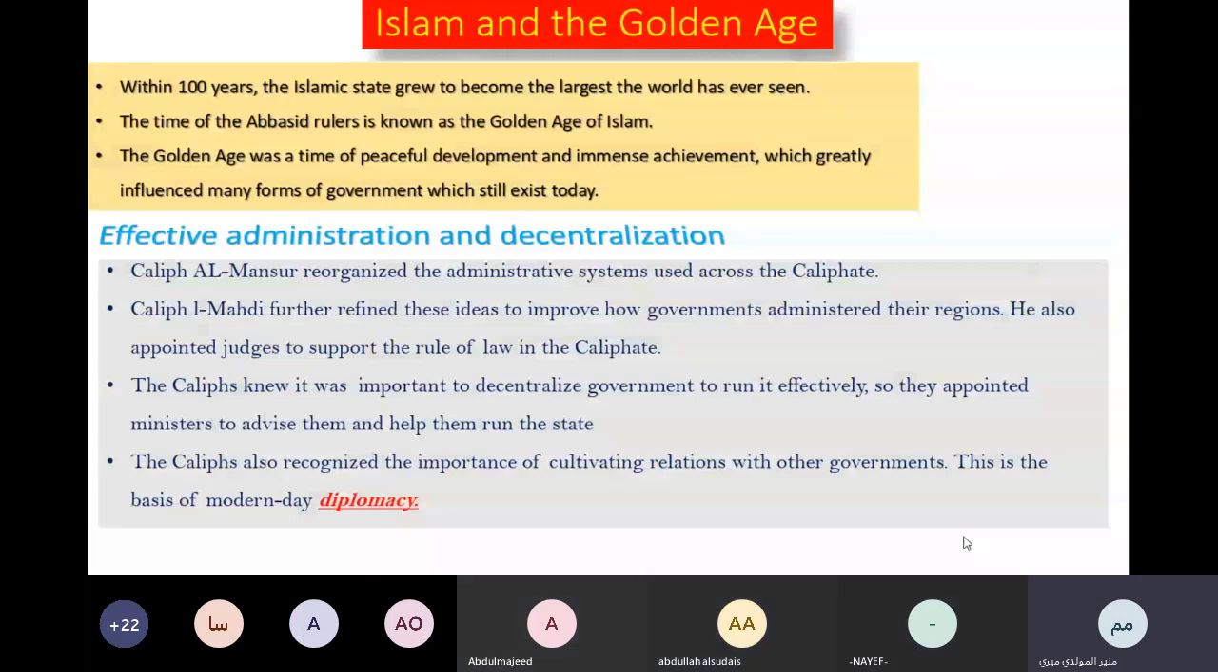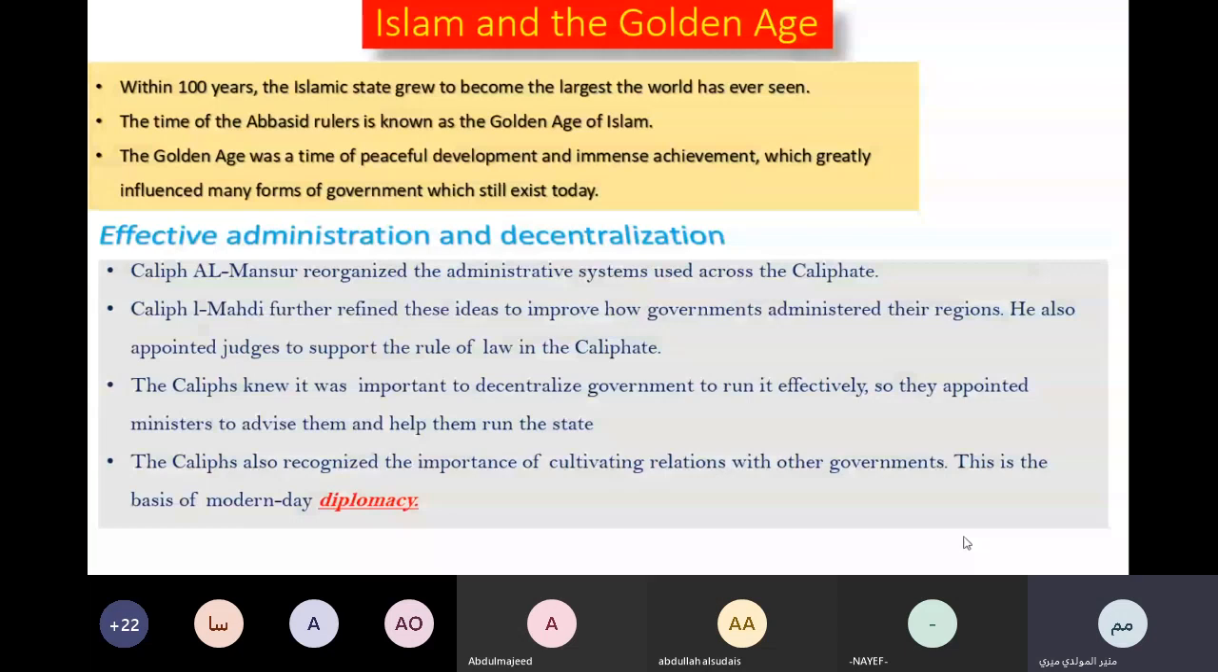Because scholarship at that time flourished, because they gave much importance to knowledge, architecture, arts, because they encouraged trade and they controlled trade routes, etc. So one of the main points that led to its flourishment, to its prosperity, is its rulers, who were courageous, who took good decisions, who tried to organize the state in a very particular, very skillful way. So one of them is Khalif al-Mansur.